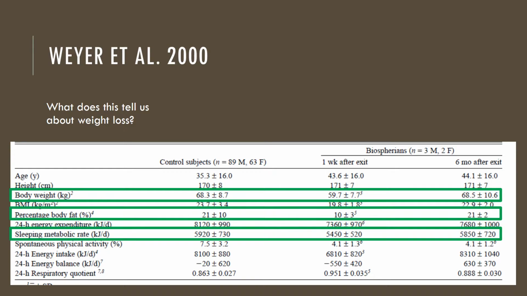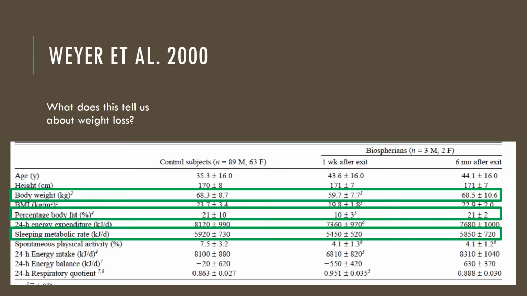So this is some of the data. They had some control subjects that they compared the biospherians to, so that's what you see here. This is 1 week after exit of the biosphere. Remember, they lived there 2 years. And this is 6 months after they exited. So you can see the difference in body weight is about 8 kilograms, so that's 18 pounds. Percent body fat. 1 week after exit, they had 10% body fat. 6 months after, they had 21% body fat.